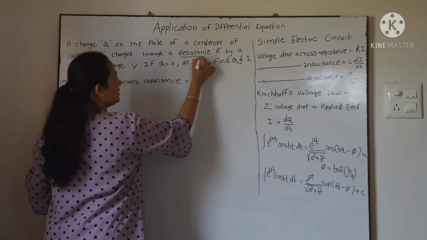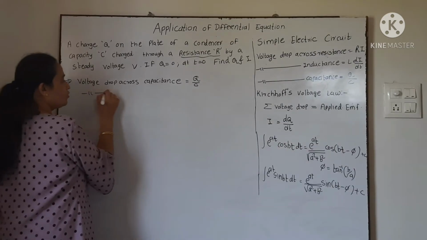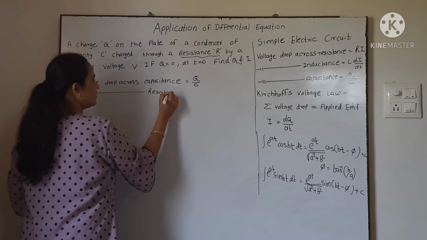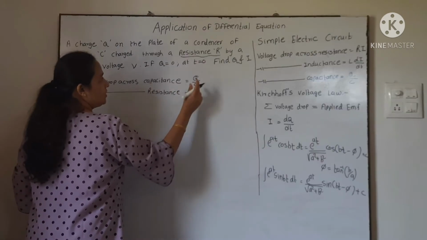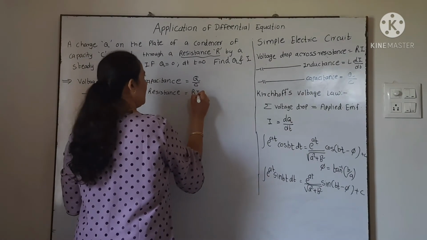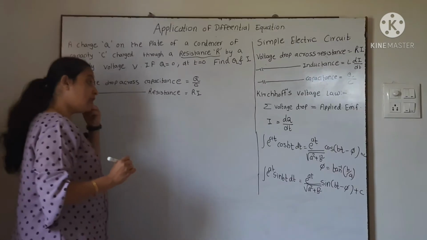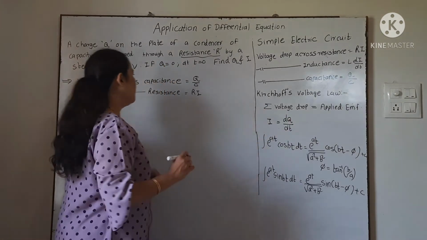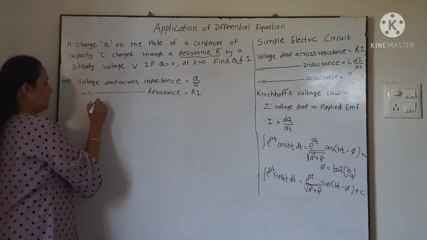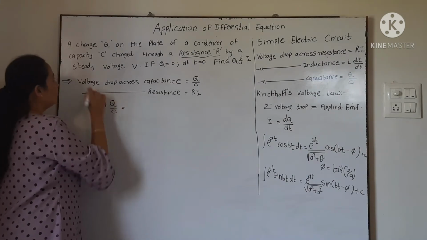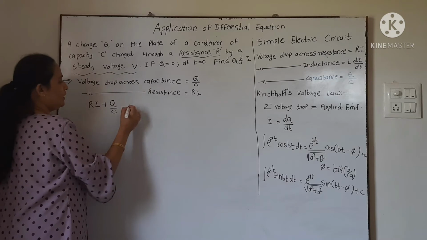We have resistance, therefore the voltage drop across resistance is Ri. Then if I use Kirchhoff's voltage law, what does the law state? The algebraic sum of voltage drops. So it is Ri plus Q upon C equal to the steady voltage V.